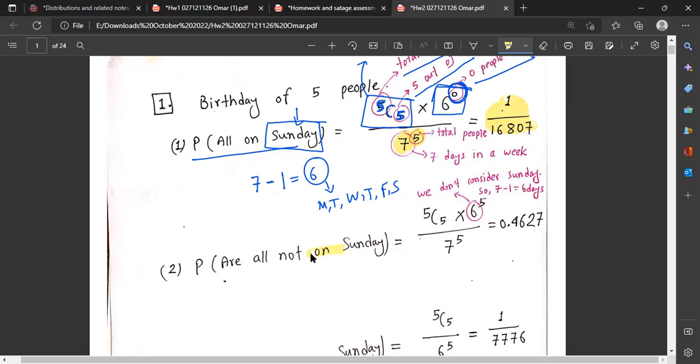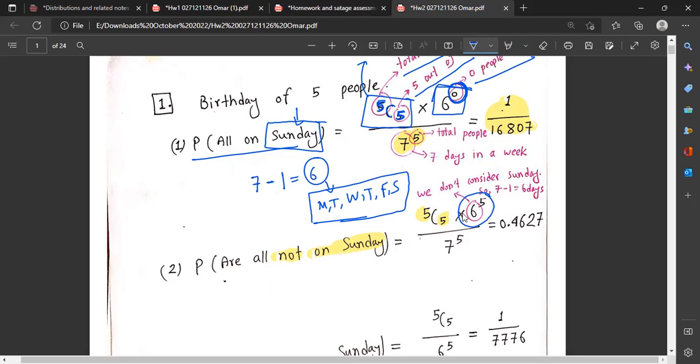Not on Sunday, right? So we have to take 5 out of 5 again, because we are considering the 5 people. We have 5 people here, and we are also considering all of them. So 5C5. And then you see are not on Sunday. So if it is not Sunday, then it can be either Monday, Tuesday, Wednesday, Thursday, Friday, or Saturday. That's why it will be 6 to the power 5.